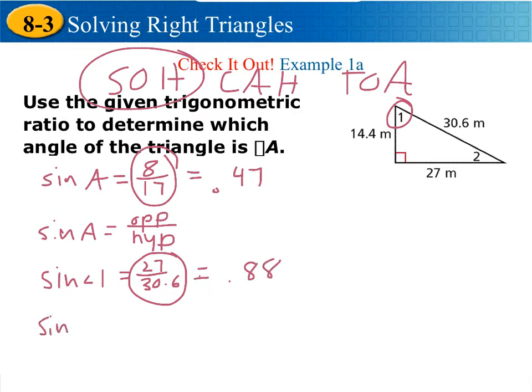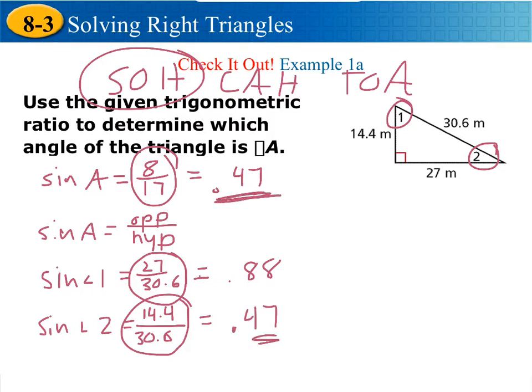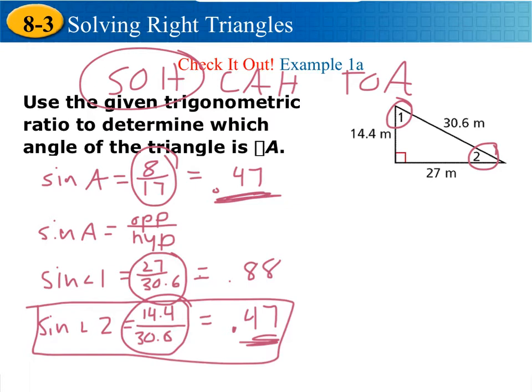So let's try the sine of angle 2. What side is opposite of angle 2? 14.4. And what's our hypotenuse? 30.6. So now we're going to put this fraction into our calculator. 0.47. So that's exactly what we were looking for. So sine of angle 2 is going to be the same thing as sine of angle A. So angle A is angle 2.